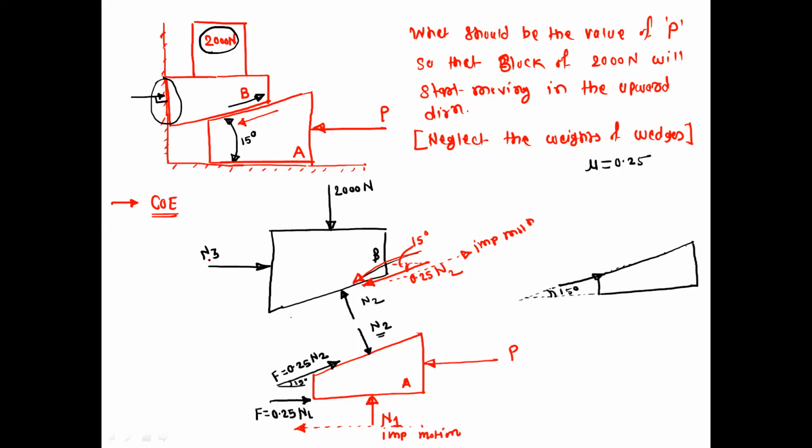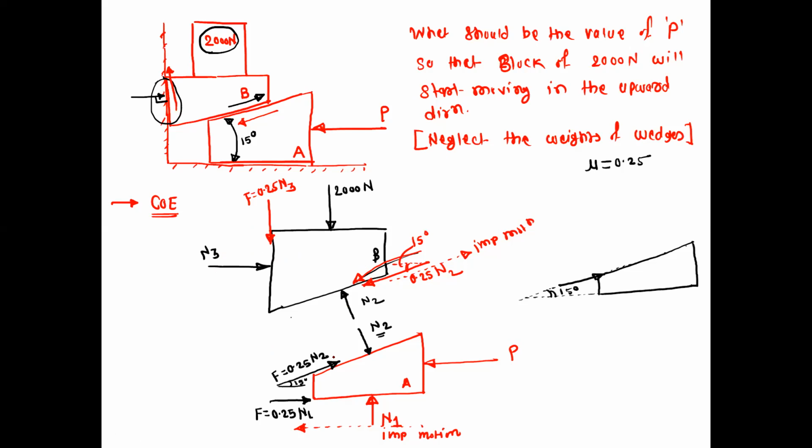Now observe the contact surface between the vertical wall and the wedge B. Here the motion of the wedge B is in the upward direction. Therefore, the friction force at this contact surface will be in the downward direction. So this value will be F equal to 0.25 into normal reaction N3. So this is the complete free body diagram for wedge A and wedge B.